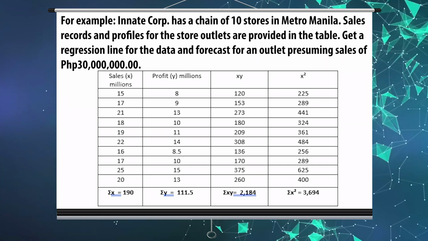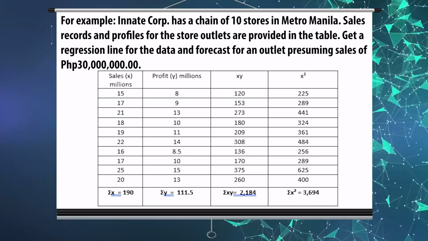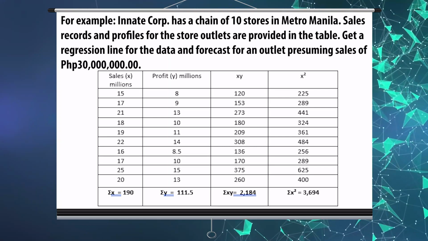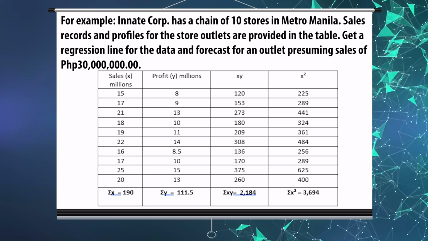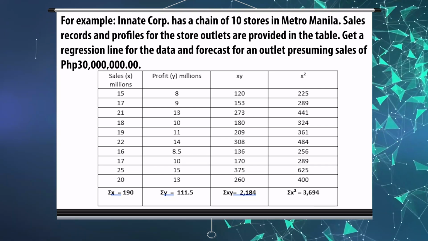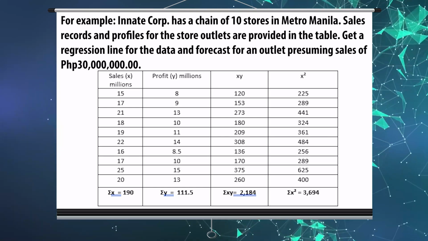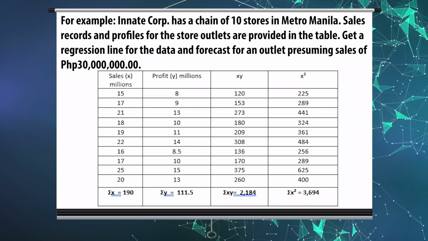As displayed in the table, by getting the summation of X, we are able to have 190. For the second column, the summation of y is 111.5. The summation of xy is equal to 2,184. And the summation of x to the power of 2 is 3,694.